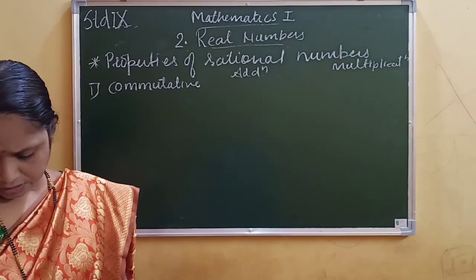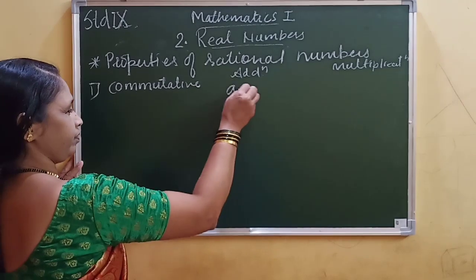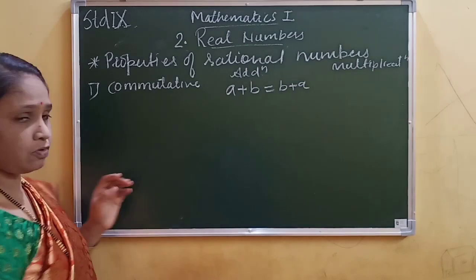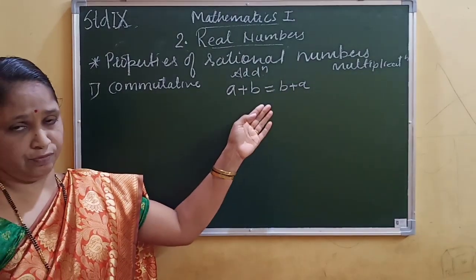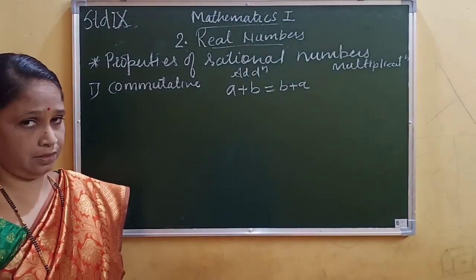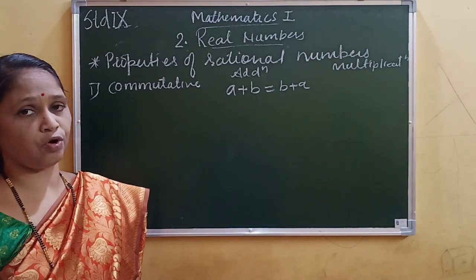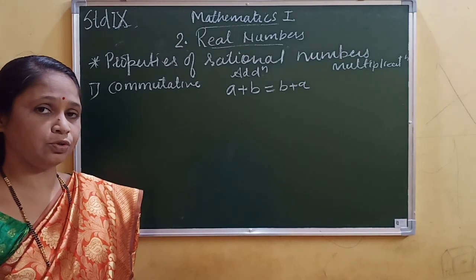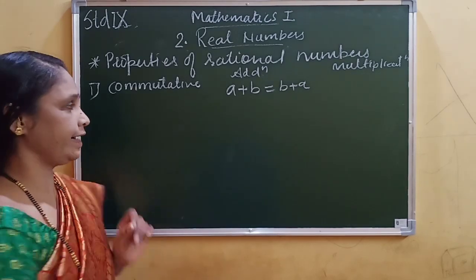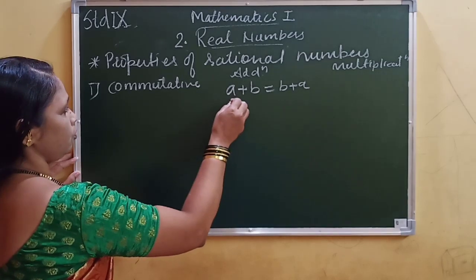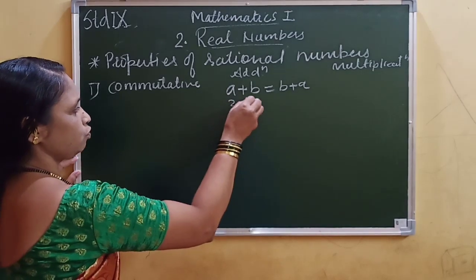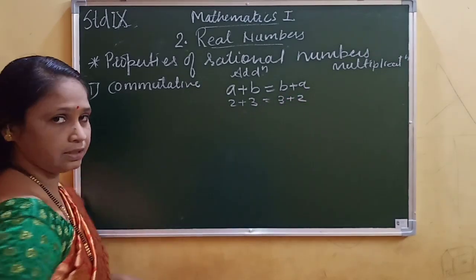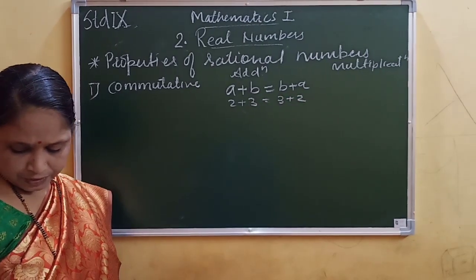That a plus b will be equal to b plus a. We have studied this. Suppose we add 2 plus 3. 2 plus 3 will be equal to how much? 5. And 3 plus 2 also will be equal to 5. This property is called the commutative property. Means 2 plus 3 will be equal to 3 plus 2, that is the same.